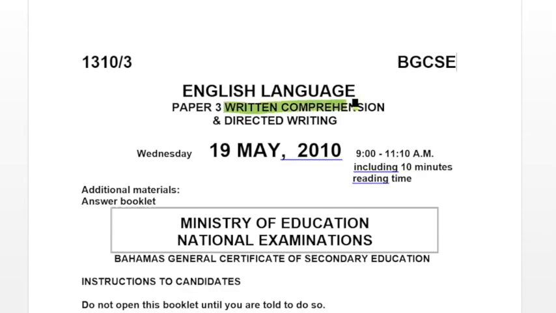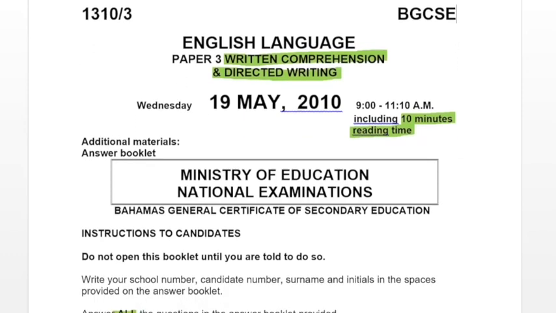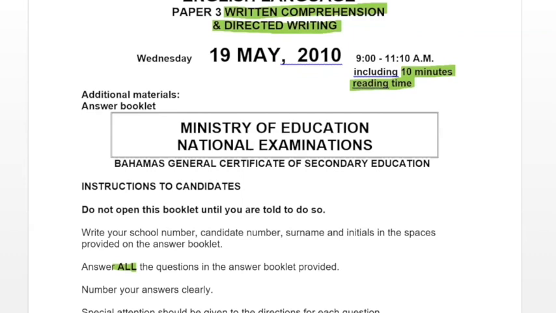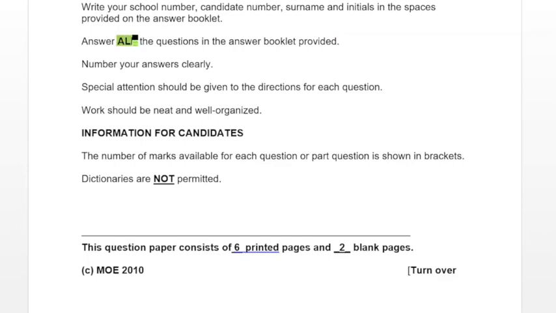This paper is also known as the written comprehension and directed writing paper. You will be given 2 hours and 10 minutes for this exam. The first 10 minutes will be used for your reading time. It is at this time you will become acquainted with the content of the passage. You do need that content to respond efficiently and effectively to the questions. You are to answer all questions in the answer booklet that will be provided. You are not to answer the multiple choice questions in the question booklet. Write your multiple choice question answers in the answer booklet that has been provided for you. Remember to number your answers clearly.